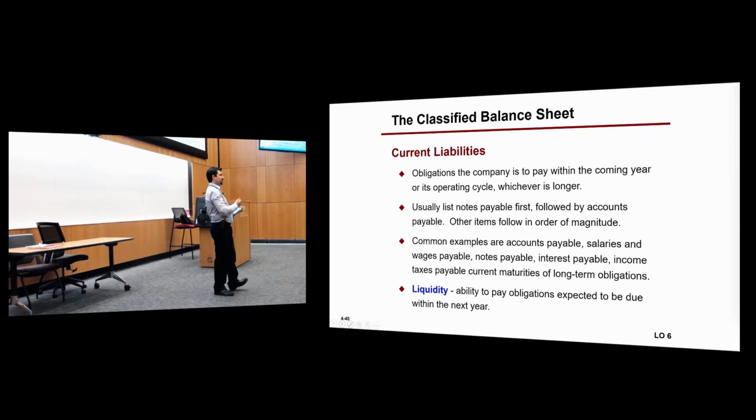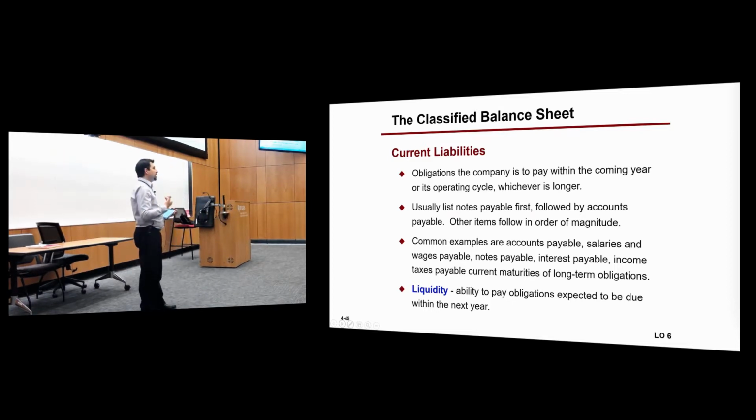Accounts payable. Notes payable, yes. So basically, salaries and wages payable, those are expected to be paid within 1 year. Now, notes payable, there are certain notes payable that are longer than 1 year. So let's call them short-term notes payable. Those are the notes payable that are expected to be paid within 1 year.